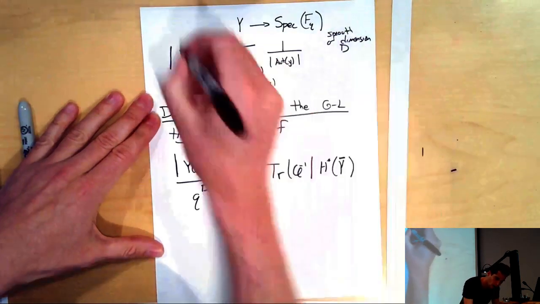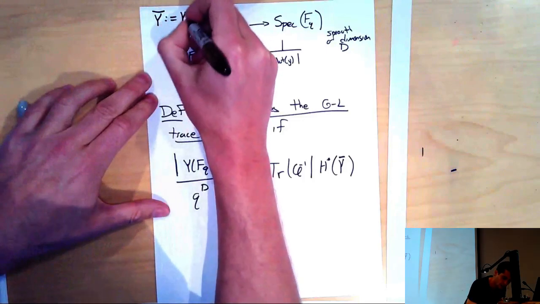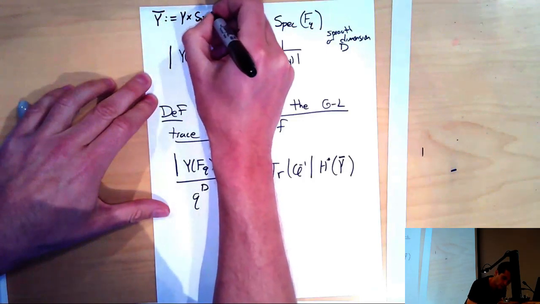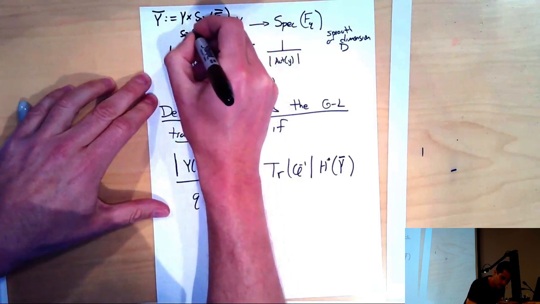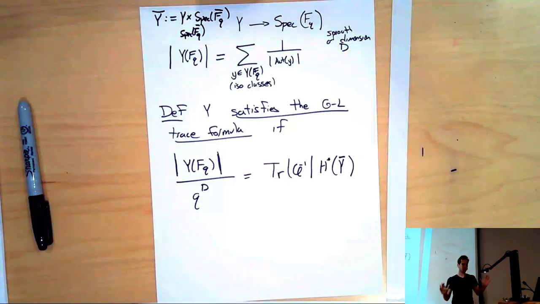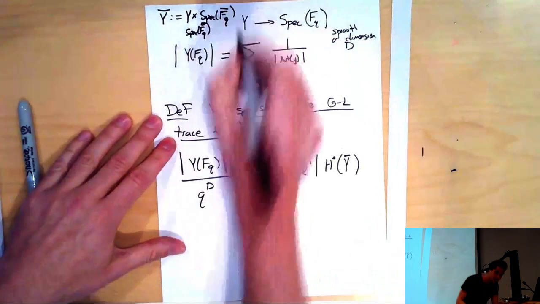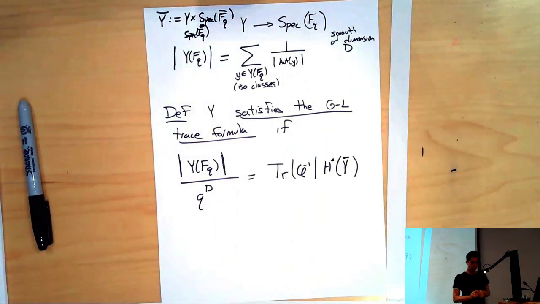Here Y bar will mean Y crossed with the spectrum of the algebraic closure of FQ. I'll use this notation throughout the lecture: I'll put a bar on something to mean that I've extended scalars up to the algebraic closure of my field.